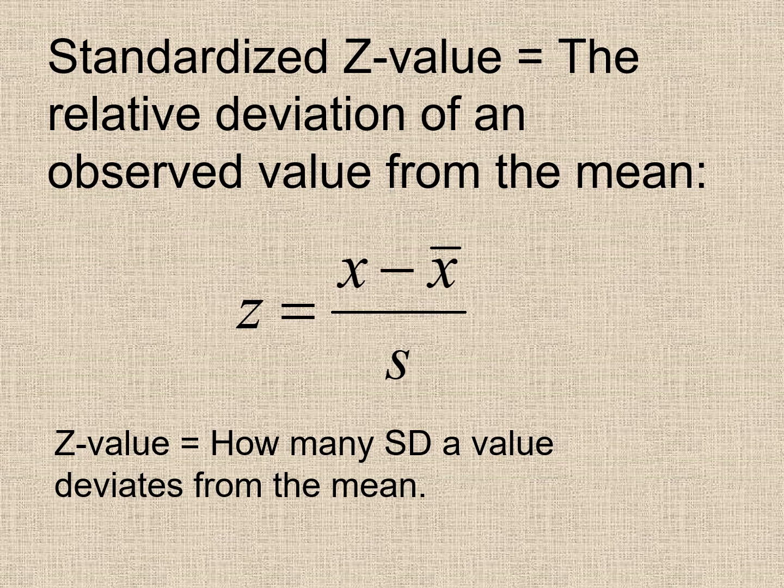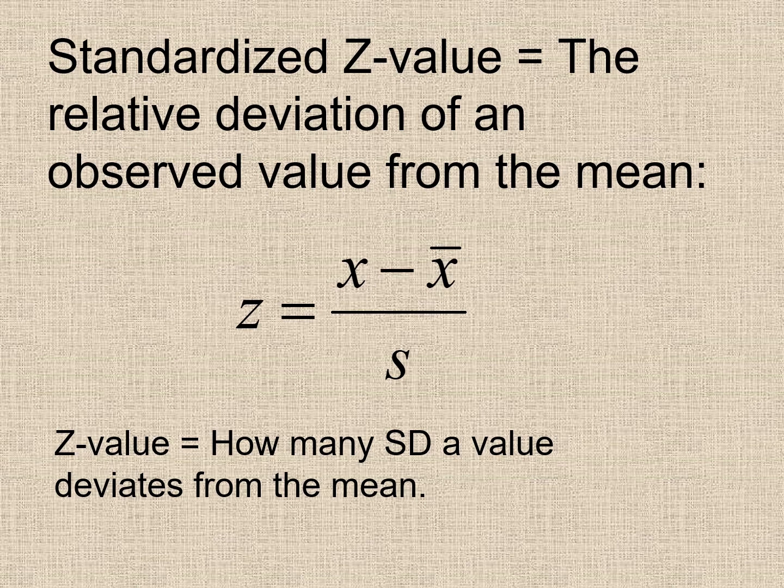If you have an observed value x and you want to transform it to a standardized z value, you take the observed value x minus the mean, x bar, and you divide by the standard deviation. So the z value will give you how many standard deviations the observed value x deviates from the mean. If you get a value of +1, then you know that this value x is one standard deviation above the mean.